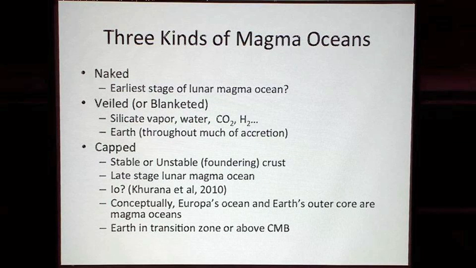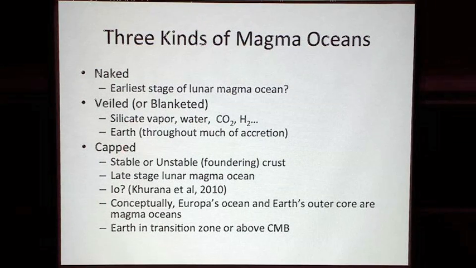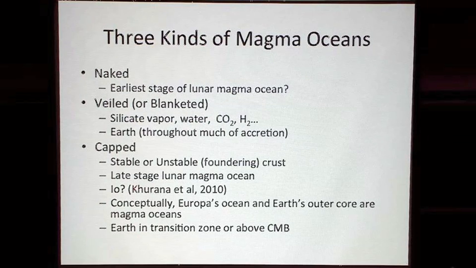And then it can be capped. Maybe you can imagine a scenario where there is a stable cap, as with the late stage of the lunar magma ocean, or you can have foundering crust. There is an example in our solar system right now which might be a magma ocean. I'm a little skeptical because it may just be partial melt. But we know from the magnetic induction results, Krishan Khurana, that Io may actually have such a state. That is a capped magma ocean right now. Of course, that's a special case because of tidal heating.